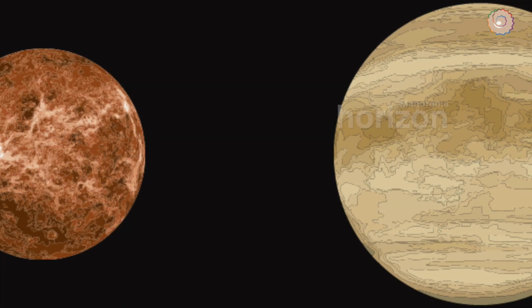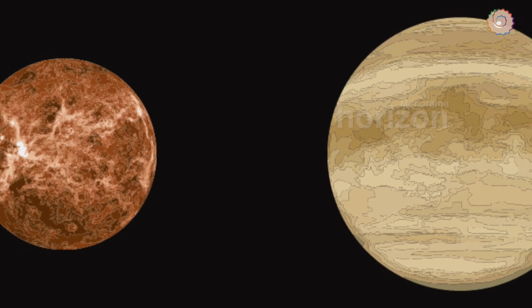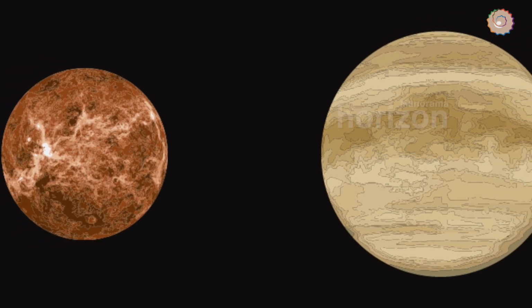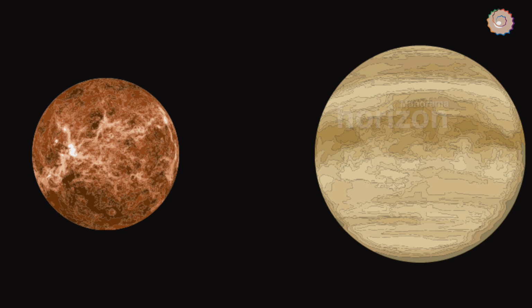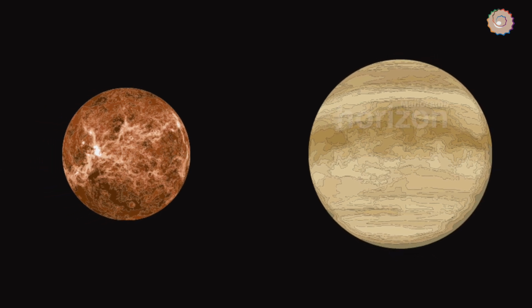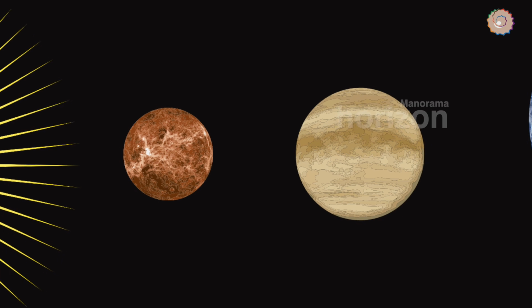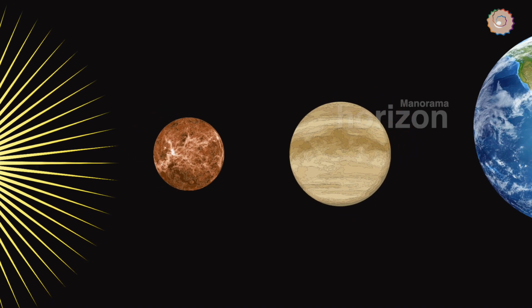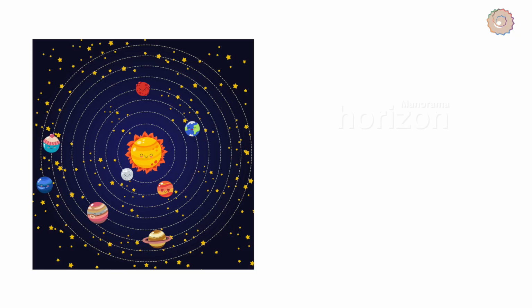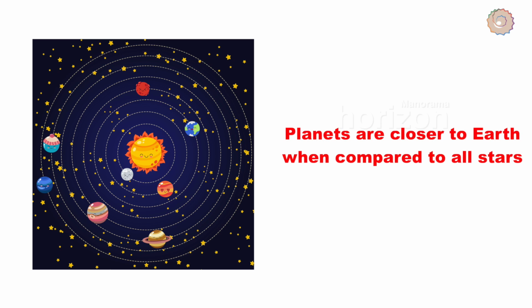But this presents an interesting question. We have seen planets like Venus and Mercury, and even though they are far away, they don't seem to twinkle. In fact, we learn this difference from an early age. Planets don't display twinkling. But then what is different here? The difference is that these planets are far closer to us compared to stars.